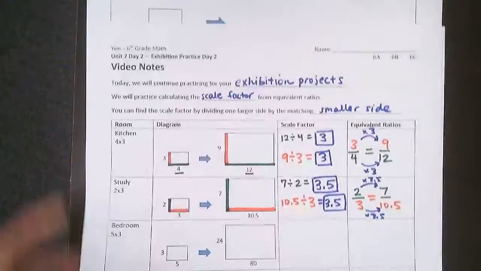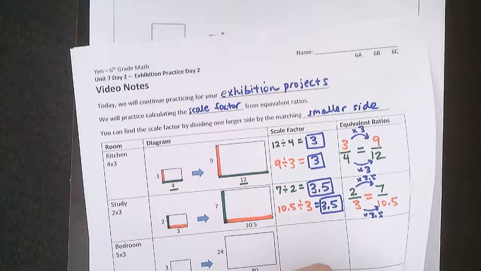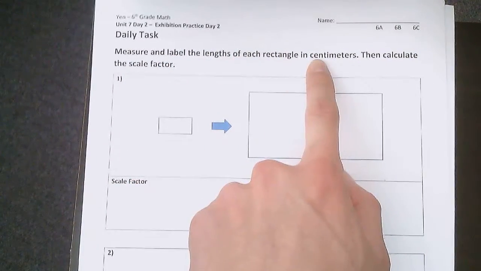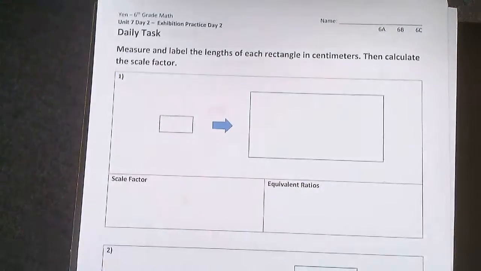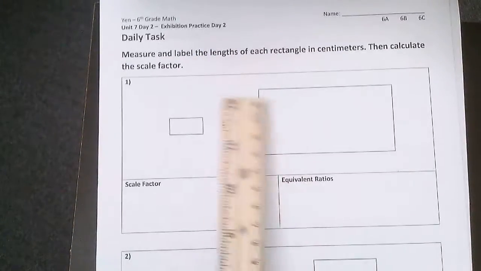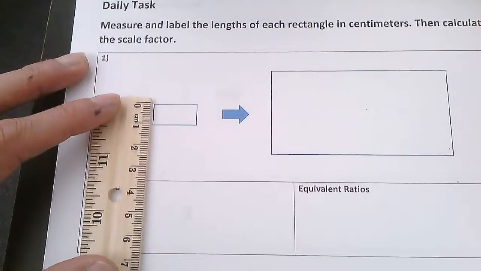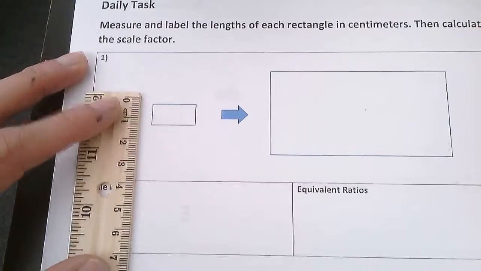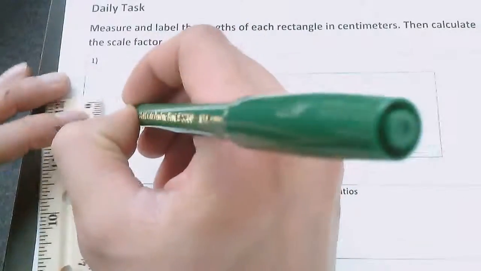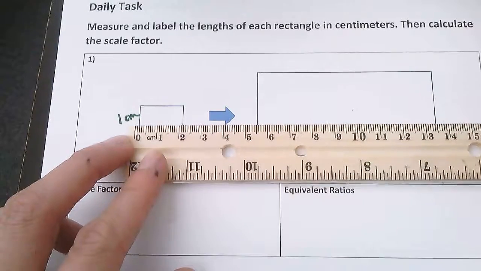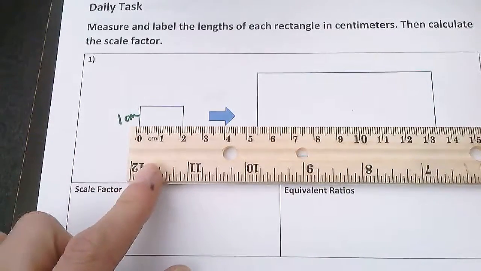So I'm now turning the page, and I'm going to this daily task. In the daily task, it's asking you to measure and label the lengths of each rectangle in centimeters, then calculate the scale factor. So I have my ruler here. I'm going to first measure this smaller rectangle. I lined it up just like this. That's 1 centimeter. The width of it, lined up, is 2 centimeters.